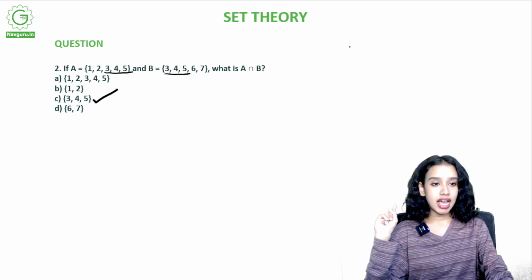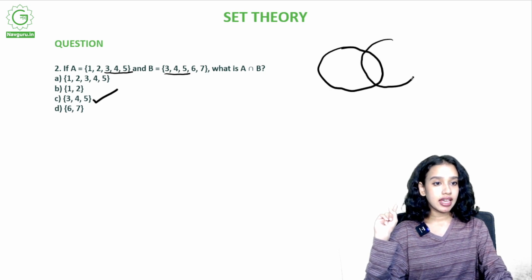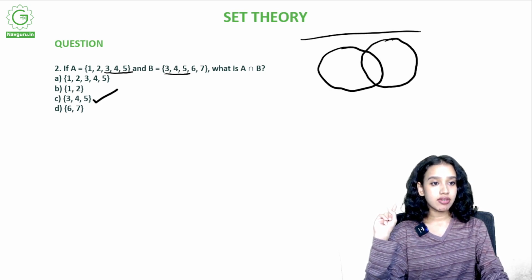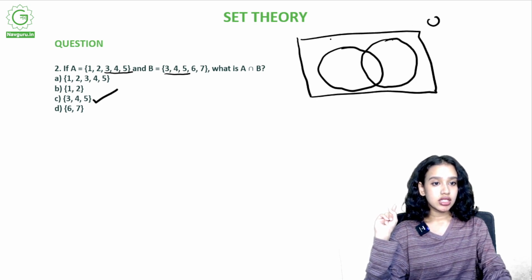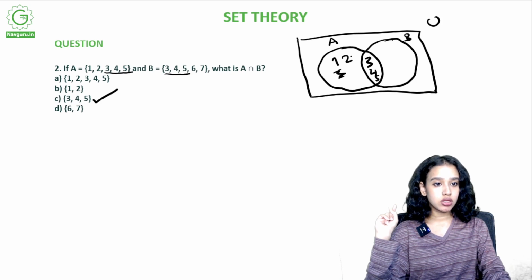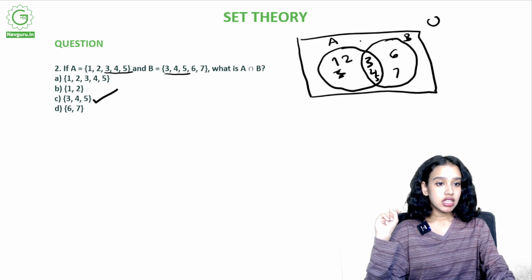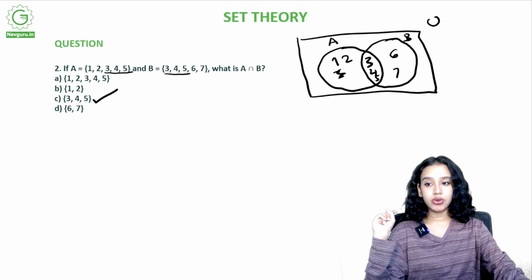So we could actually do this by using a Venn diagram. We have A and B and we have a universal set, right? U. This is A and this is B. We have A as 1, 2, 3, 4, 5, right? Now here we have 3, 4, 5, 6 and 7. So A intersection B is 3, 4, 5.